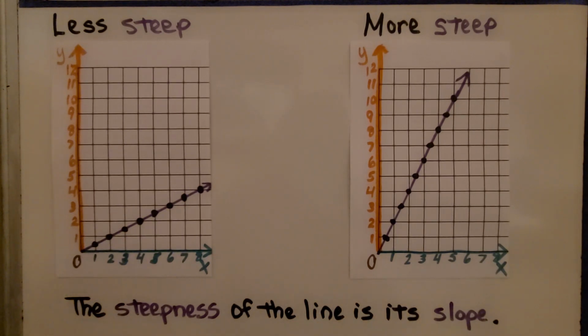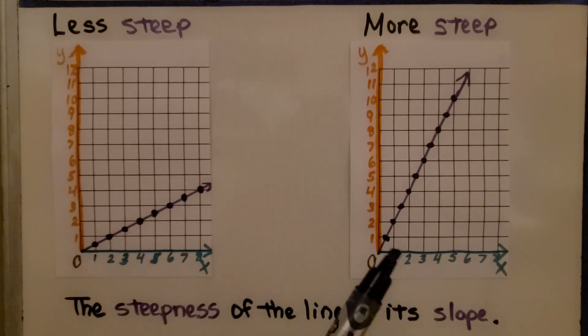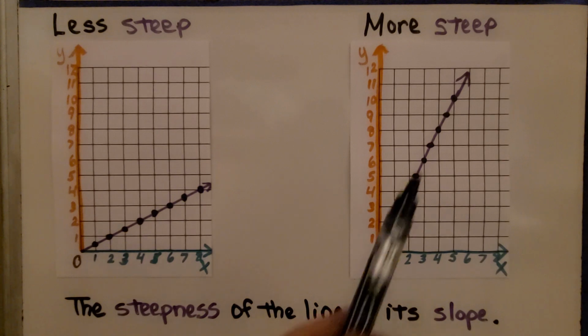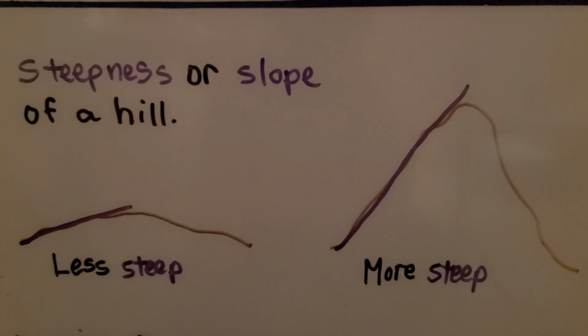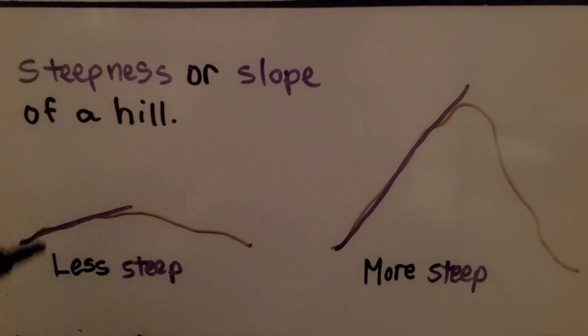We can see the graphed line is not as steep on this grid as in this one. This one's more steep. The steepness of the line is its slope. The slope of this line is more steep than the slope of this line. The slope is like the slope of a hill, like the side of a hill. So this is less steep on this hill, and this is more steep on this hill.